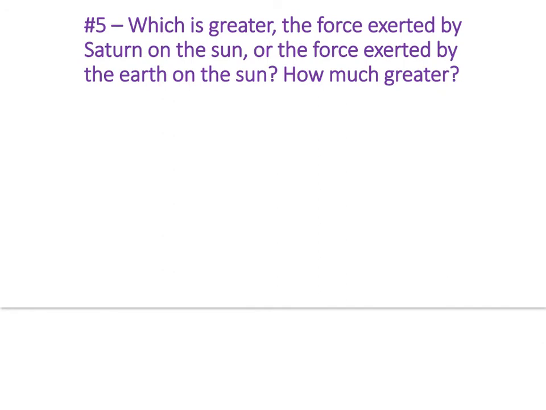Question number 5 says, which is greater, the force exerted by Saturn on the Sun or the force exerted by the Earth on the Sun? And then how much greater is it? Now, this is a two-part question. The first thing you have to do is find your Fg, your force, for Saturn and the Sun. So the mass of Saturn would be your m1, mass of the Sun would be your m2. And if you look at the top of your worksheet, you'll notice that it also gives you the distance between Saturn and the Sun. So you use that as your distance.